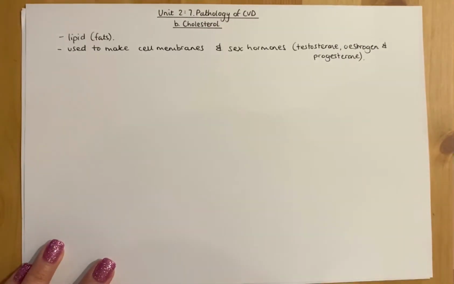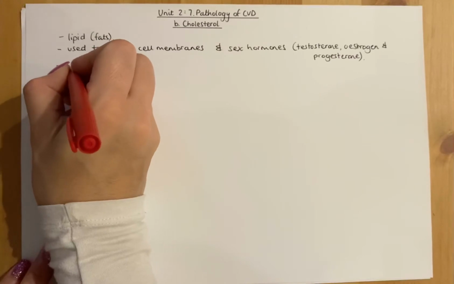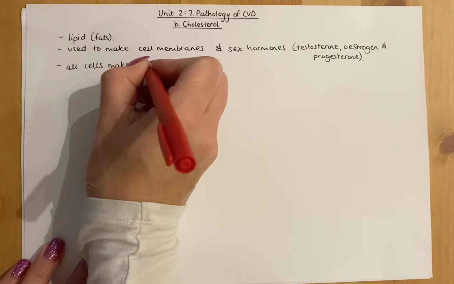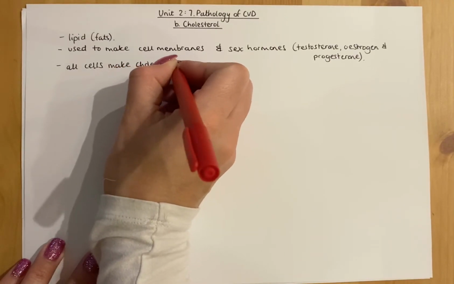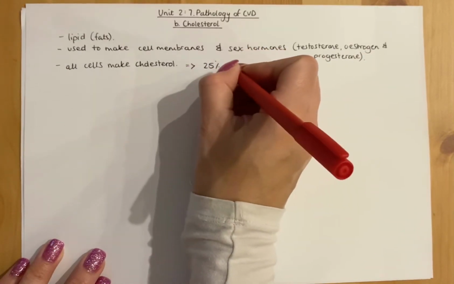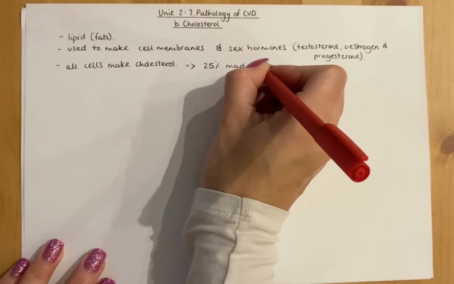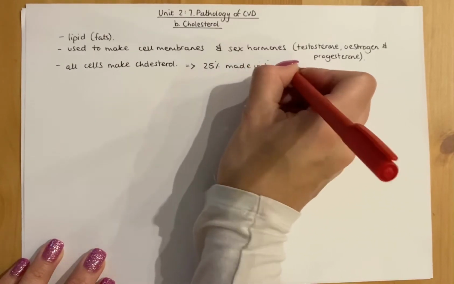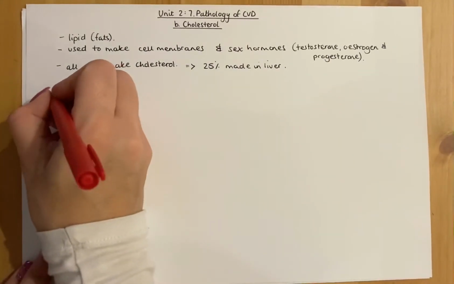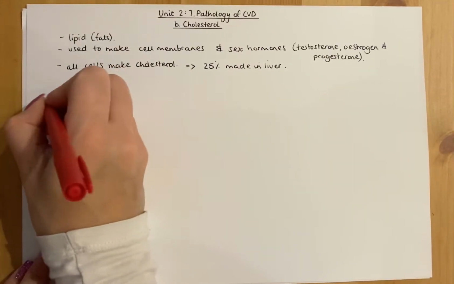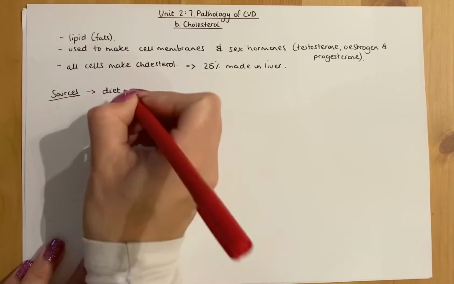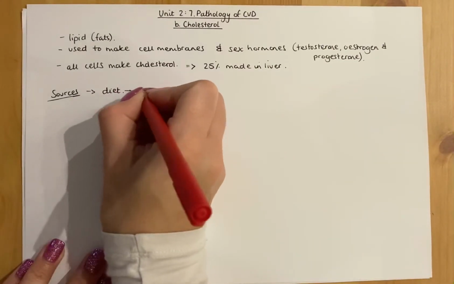So in your body, all your cells make cholesterol. But there's a main site in your body which is the largest producer of it, and it's the liver. So 25% of all your cholesterol is made in the liver. And your liver will also get rid of any excess cholesterol. The sources of cholesterol, apart from in your cells and in your liver, would also be in the diet. Okay, specifically fats in the diet.